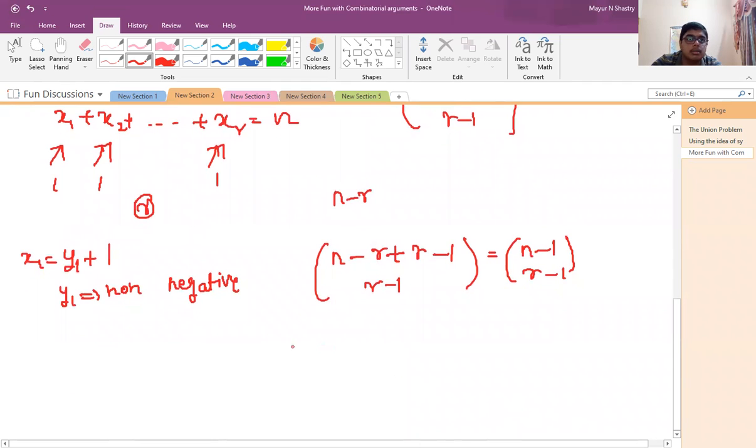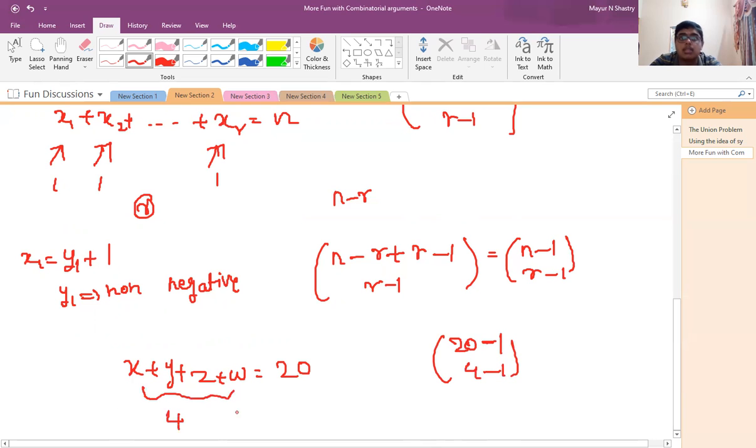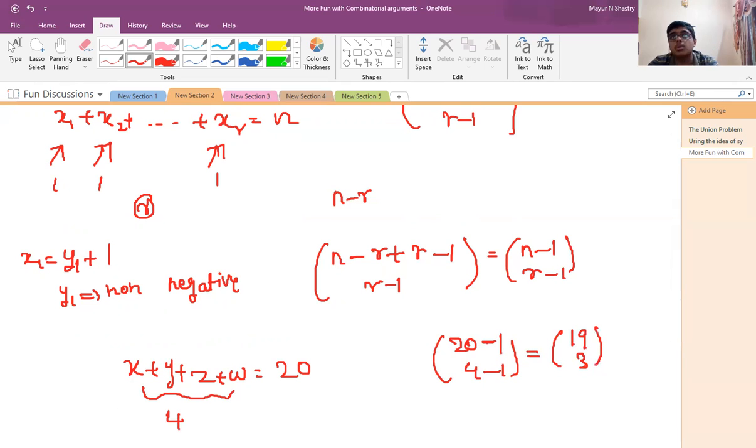Then we have x plus y plus z plus w equal to 20. So the number of positive integral solutions is in fact 20 minus 1 choose 4 minus 1. There are four numbers here, if you see. So that would be 19 choose 3. That's the overall number of integral solutions this has.